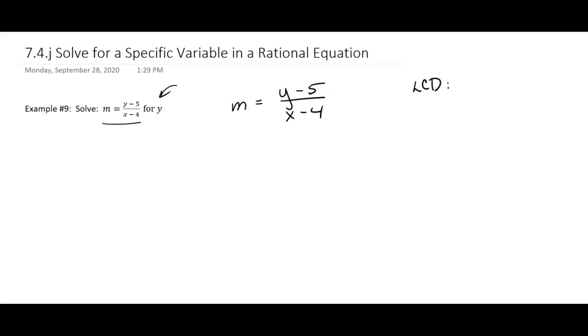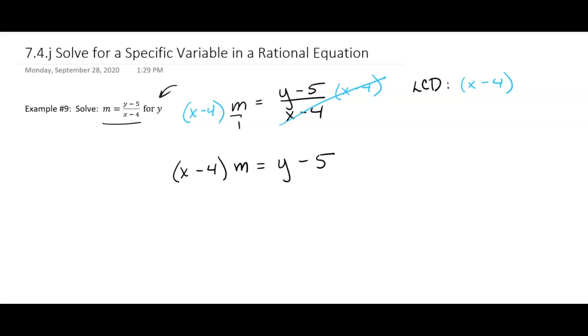But anyway, the LCD in this case is x minus 4. What about the m? Remember the m is just over 1, if you want to write it that way. So I'm going to multiply both sides of the equation by x minus 4. Now on the right-hand side, those x minus 4's are going to cancel out. So now I have x minus 4 times m equals y minus 5.